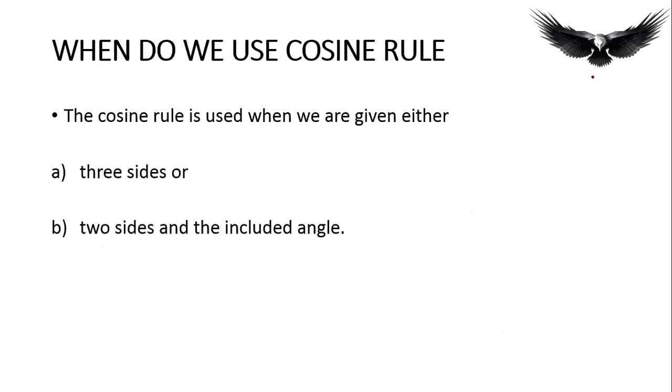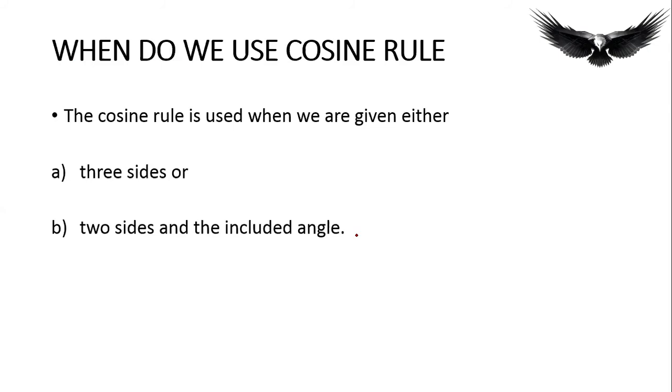When do we use cosine rule? Cosine rule is used when we are given either three sides, or two sides and the included angle. Now, that is the standard one, but as we are going to be solving the exam, always remember when we are solving a side in a non-right angle triangle and they've given the number of marks to be 5 marks, then automatically you know you are supposed to use the cosine rule.